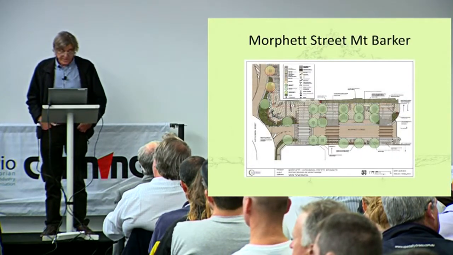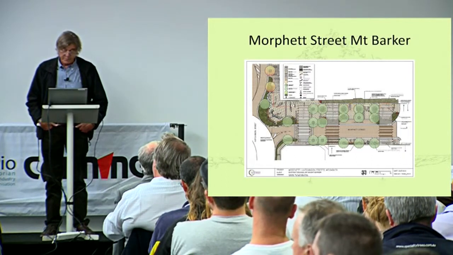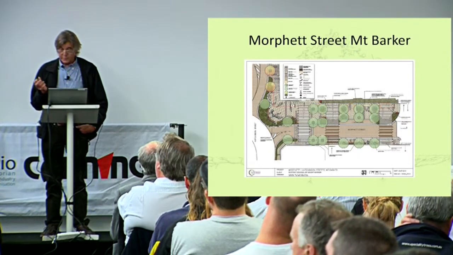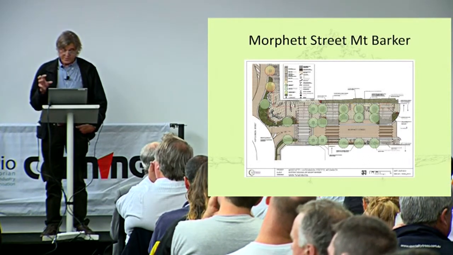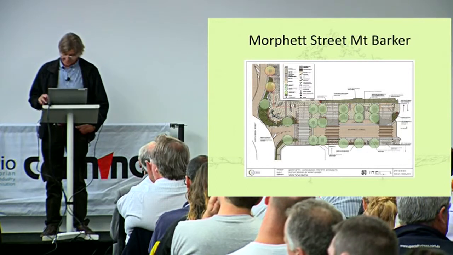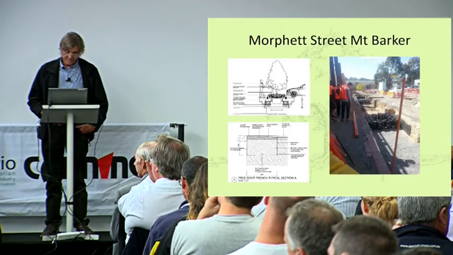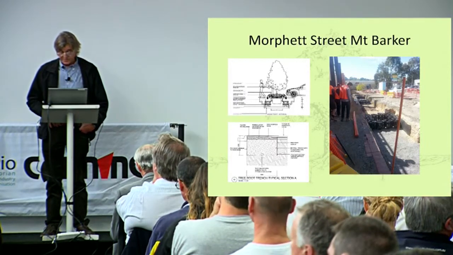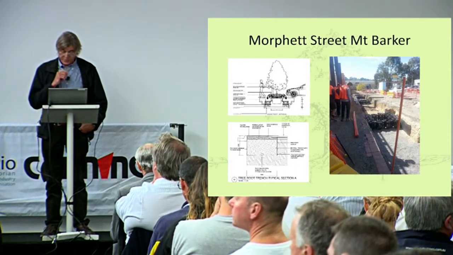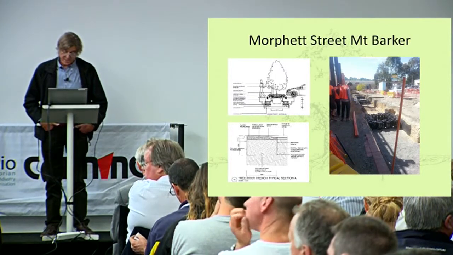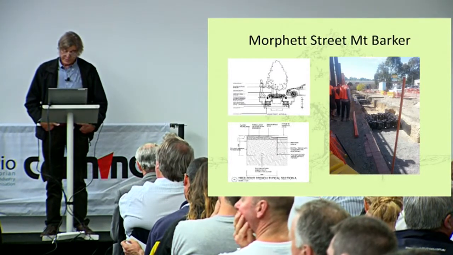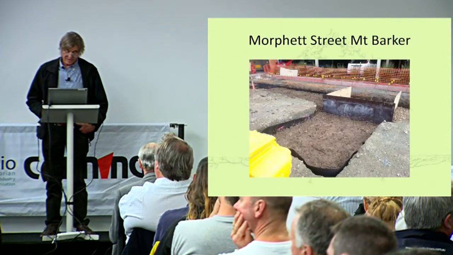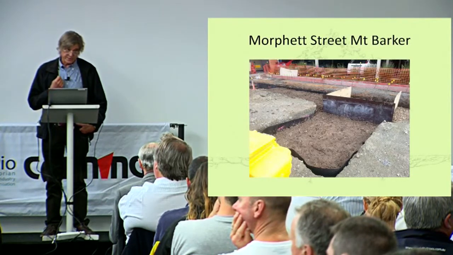A project which I was involved with recently, which is a current project, is in Morphett Street, Mount Barker, where we combined structural soil cells with rock-based structural soils. That was mainly to bring down the cost of the project. So we dug large trenches, and where the trees were installed, we used the Citygreen strata cells. And between those cells we installed trenches with structural soil.